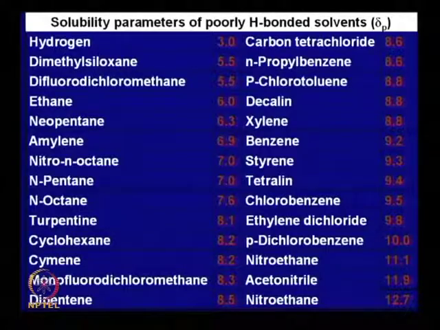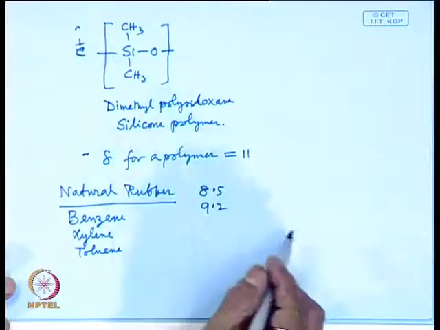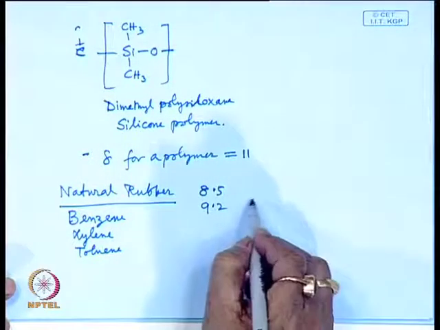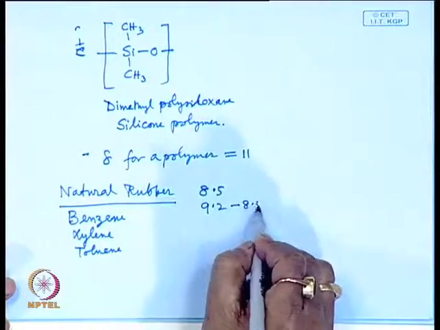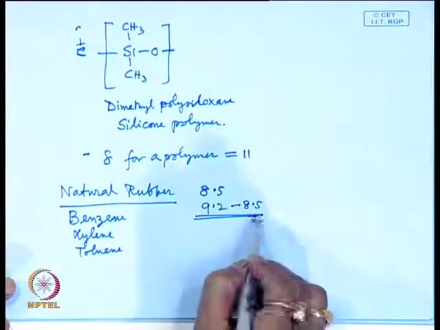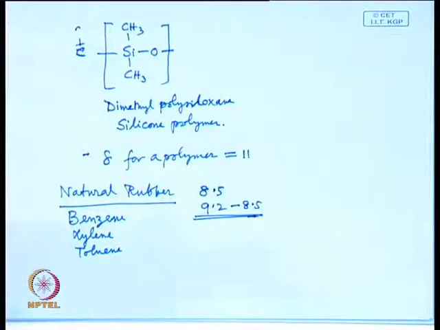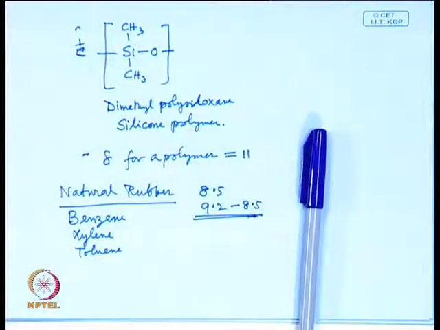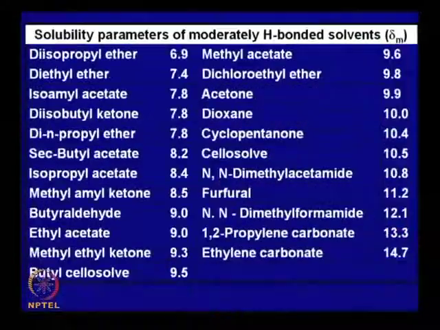For benzene it is 9.2. So, the difference is 9.2 minus 8.5, it is very close. So, if the solubility parameter values of the polymer and the solvent are close, then we can consider that this particular solvent can be used as a very good solvent. So, this way you can go for selection of a solvent for a suitable polymer.